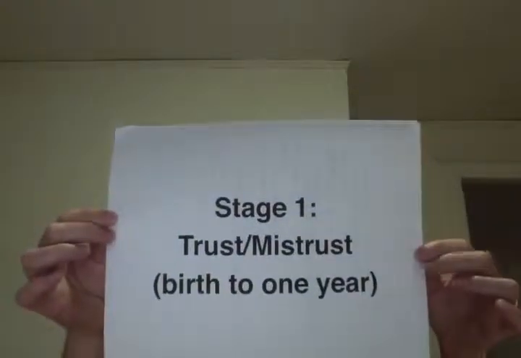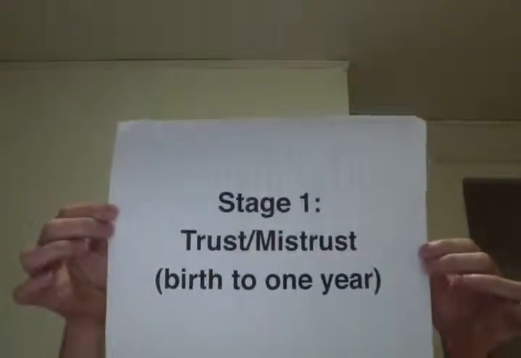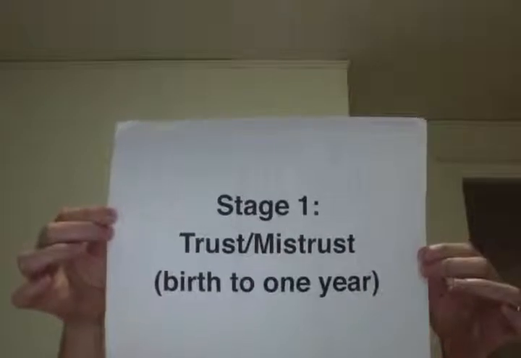So, stage 1. Stage 1 is trust versus mistrust. This is from about birth to 1 year. In this stage, there's not much babies can do. Everything that they can do is dependent on their caretaker. If they trust the caretaker, then they will feel safe and secure. If they fail to trust the caretaker, they will believe that the world is inconsistent and unpredictable.